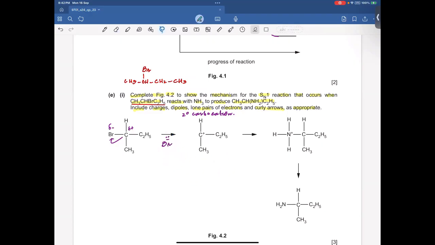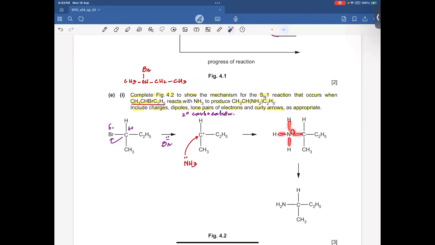Now we have an ammonia molecule. Ammonia has a lone pair. It donates its lone pair to the electron deficient carbon so that a dative bond is formed between this carbon and this nitrogen, and that dative bond is represented by this. As you can see, nitrogen has 4 covalent bonds, which is why nitrogen has a positive charge. And the positive charge of nitrogen makes it unstable.